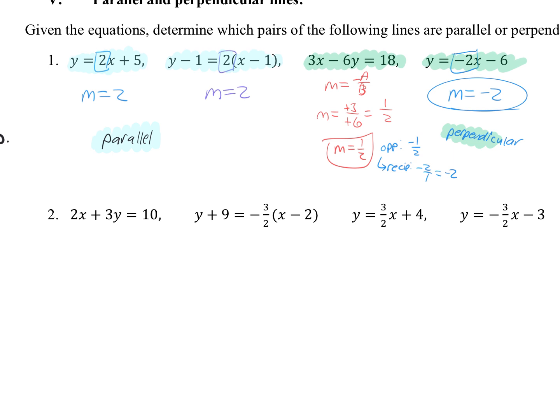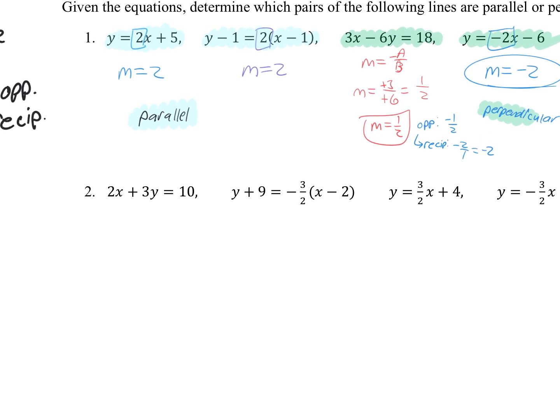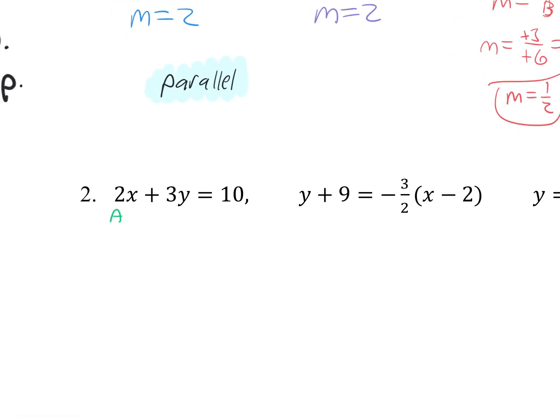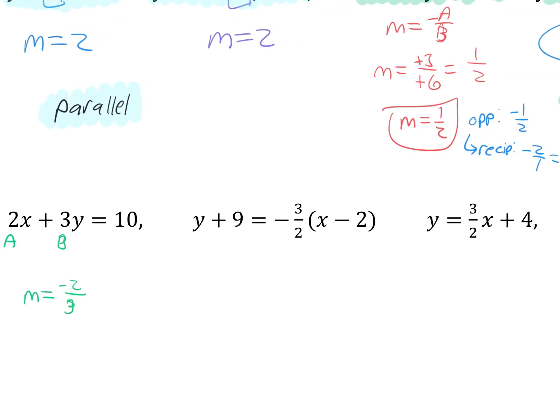All right. And then for this last one, let's do the same thing, right? Let's find our slopes. All right, so looking at this first one, this is in standard form. We have an a and a b. All right, and then if you remember, m is -a/b, so in this case it's -2/3. All right, for this next one, this is in point slope form. Remember, point slope form, we have a slope in front of our parentheses, so m is going to equal -3/2.